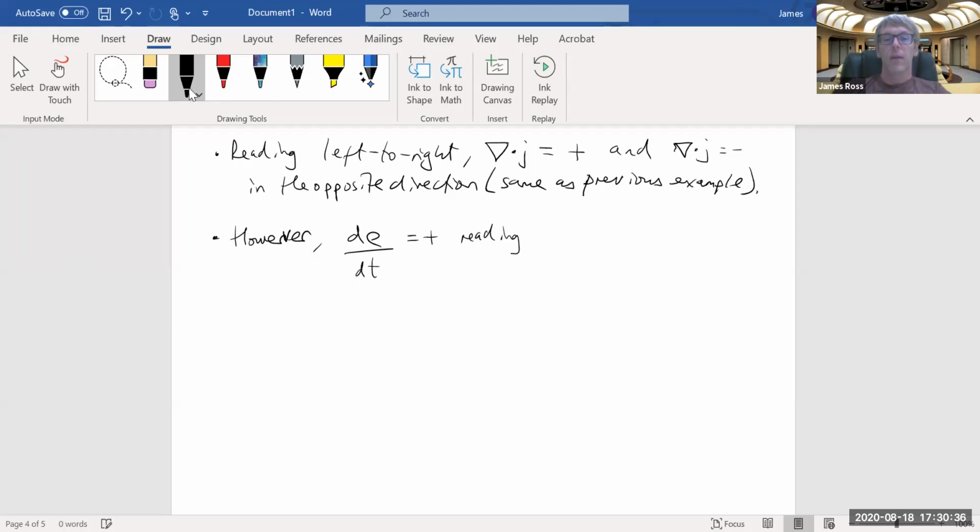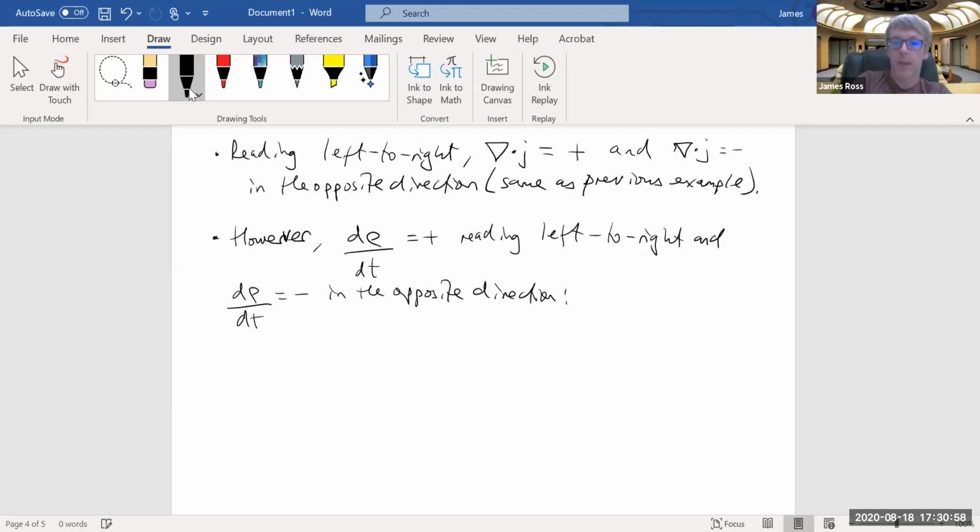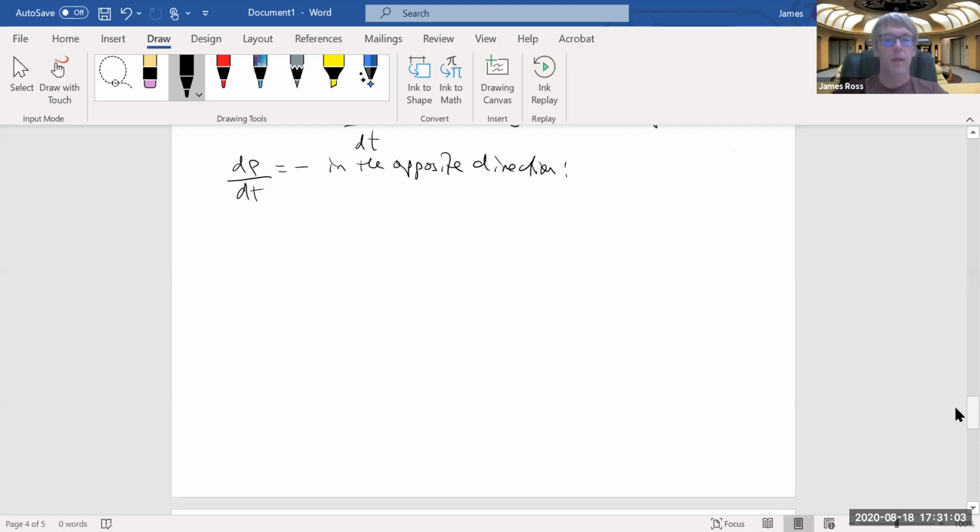Reading left to right, and delta rho per unit time is negative in the opposite direction. So let's have a look at that real quick. Should get a little bit quicker drawing these diagrams now. Not that much though.